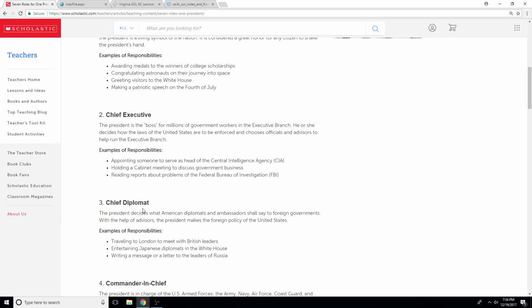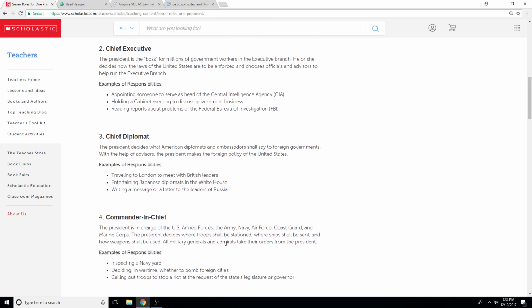We've got chief diplomat. The key word to remember with diplomat is foreign. Anything where we deal with a foreign government where we're not using military. Here you see some examples: traveling to London to meet with British leaders, entertaining diplomats, writing a letter, signing a peace treaty, any of these things where we're doing it with another country. As you can see, there's Britain, there's Japan, there's Russia. It's always another country involved with non-military means.